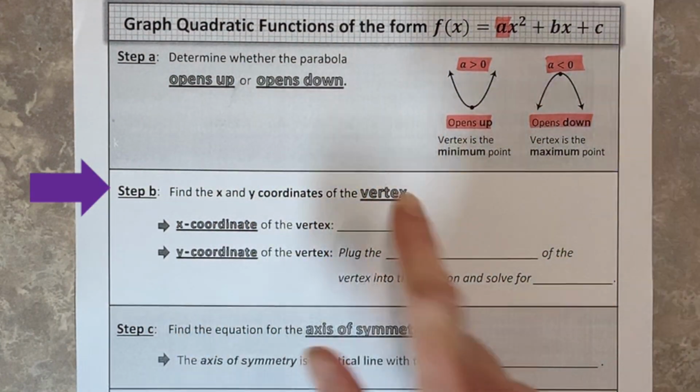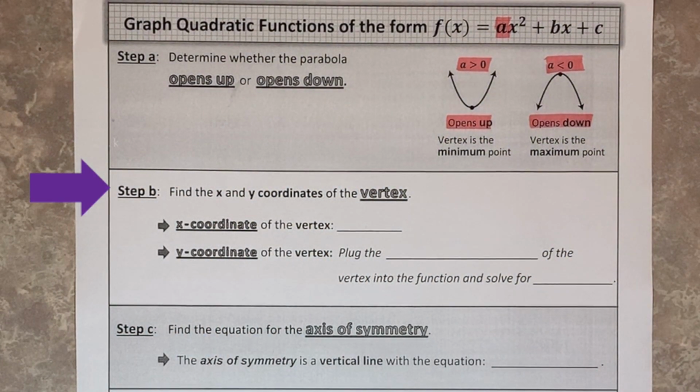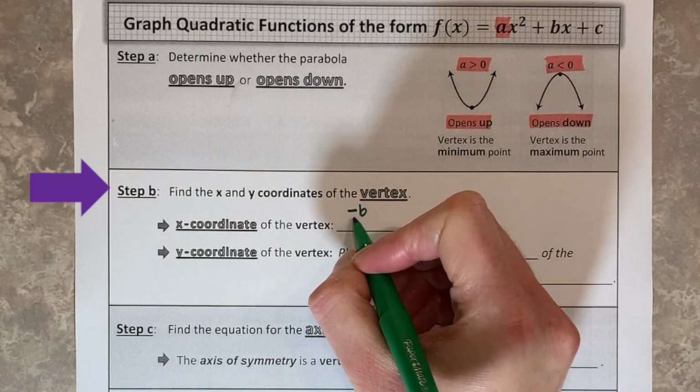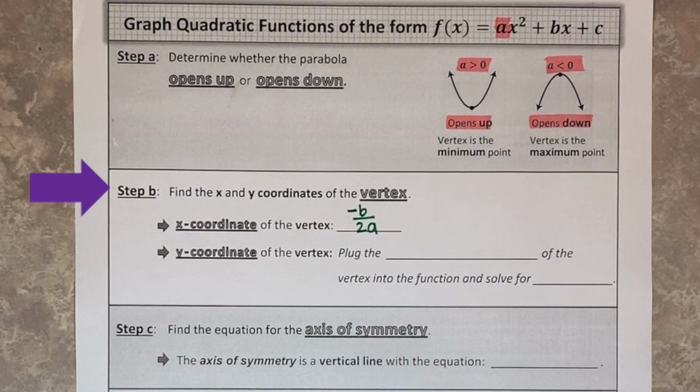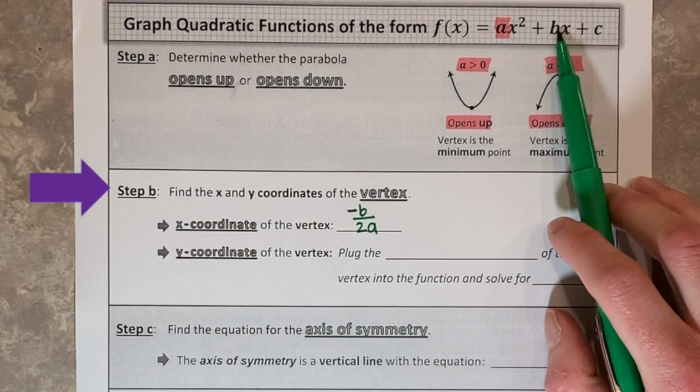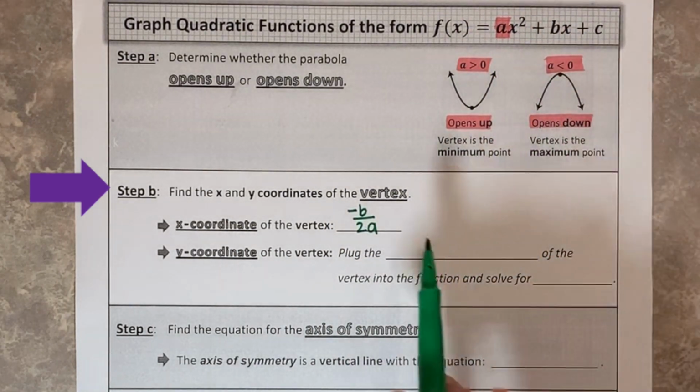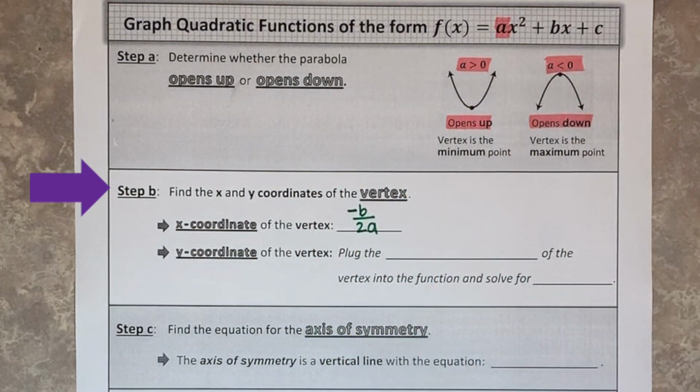Once you've determined if your parabola opens up or down, we'll move on to step B, where we find the x and y coordinates of the vertex. We start off by finding the x coordinate of the vertex, and we can find the x coordinate of the vertex of any quadratic function by simply computing the opposite of b over 2a, where a is the coefficient of our x squared term and b is the coefficient of the x term. Once we compute the x coordinate of the vertex, we can find the y coordinate of the vertex simply by plugging the x coordinate of the vertex into the function and then solving for f of x.